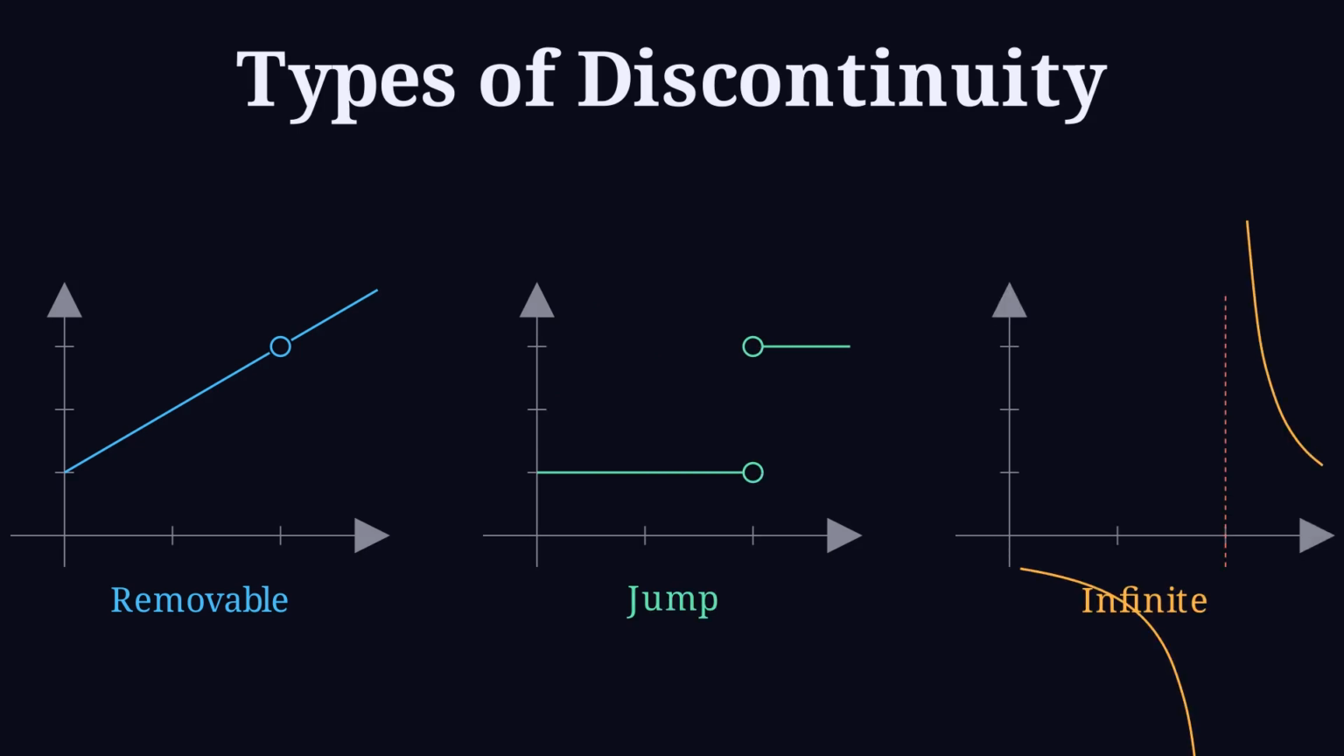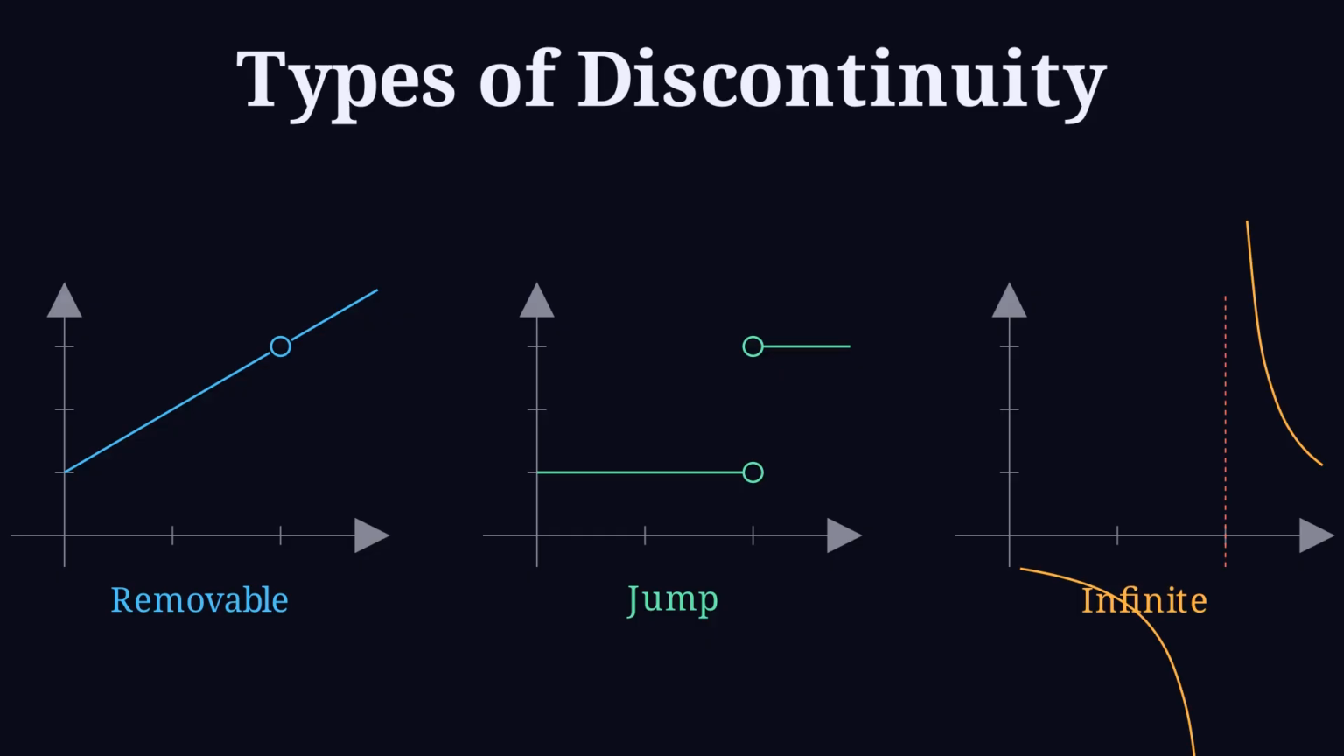Now we are ready to define continuity precisely. A function f is continuous at x equals a if 3 conditions all hold. First, f of a exists. The function is actually defined at that point. Second, the limit of f of x as x approaches a exists. Both one-sided limits agree. Third, the limit equals f of a. The function value matches what the limit is approaching.